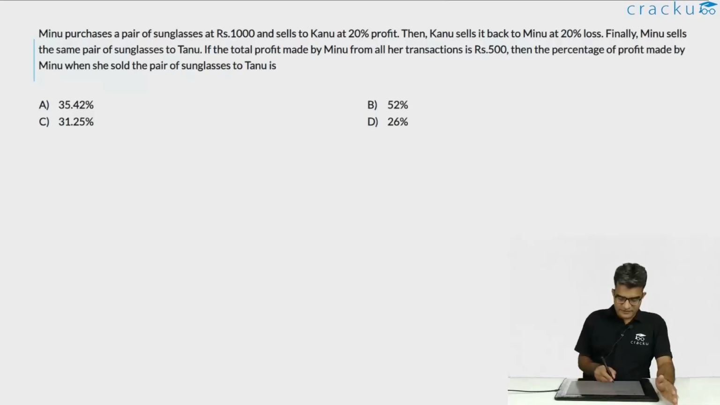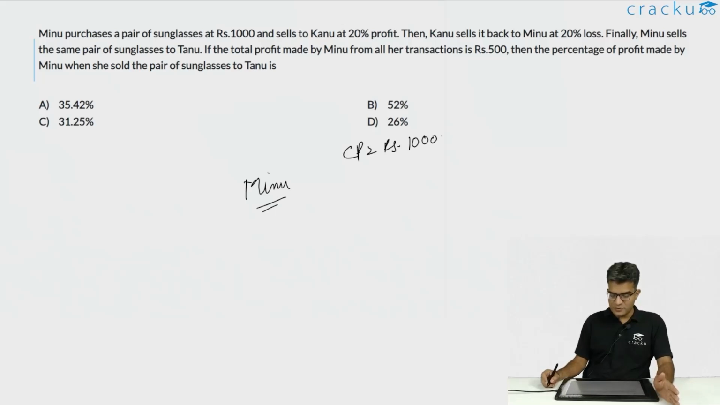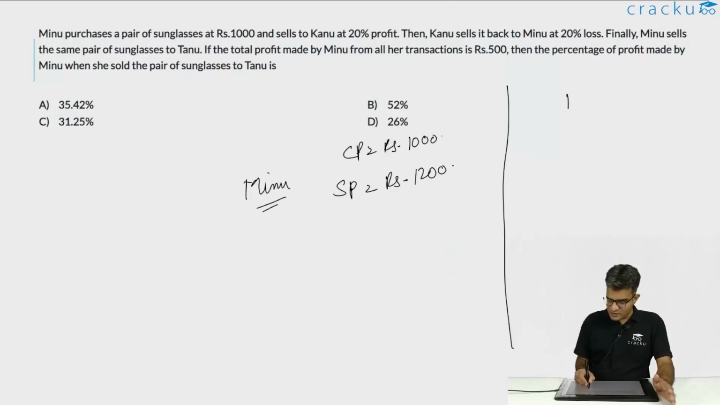In this question, we are told that Minu purchases sunglasses at rupees 1000. So the cost price is rupees 1000, and she sells it to Kanu at a profit of 20%. So that is 1200.